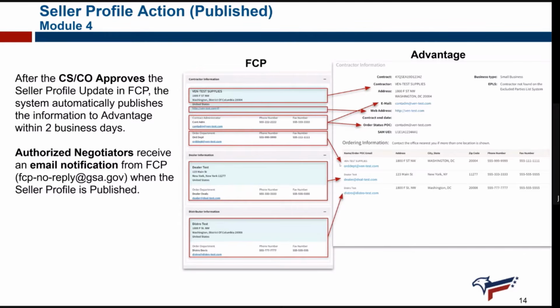As you see on screen here, you'll see an example of how the seller profile information on FCP maps to what is reflected in GSA Advantage. This is how customers will see your contractor details when they view your information. So it is important to ensure that all seller profile information is accurate and complete to avoid any discrepancies with how your company appears in Advantage. Okay.